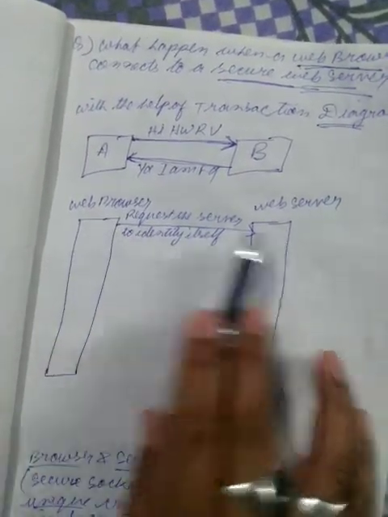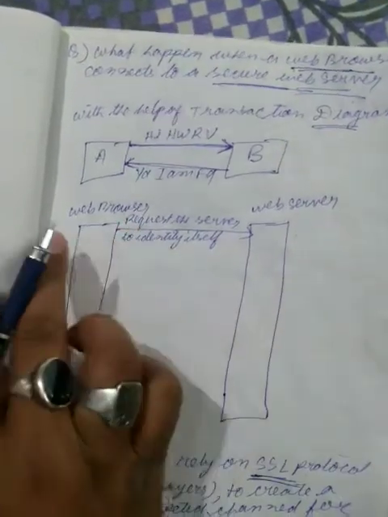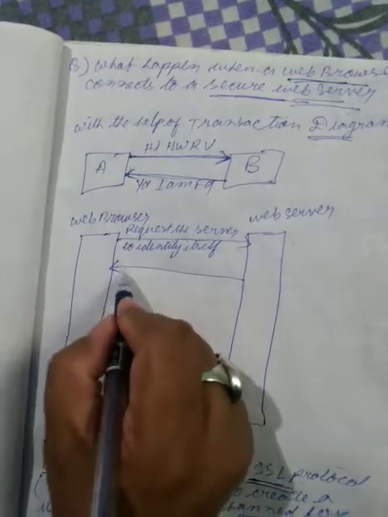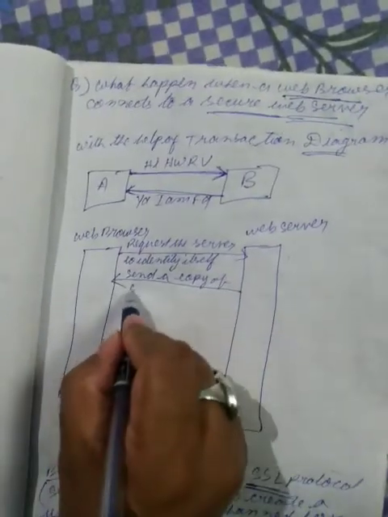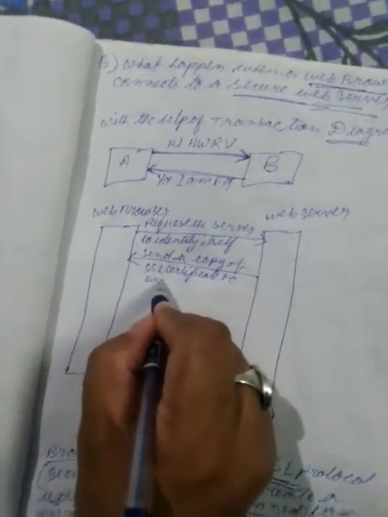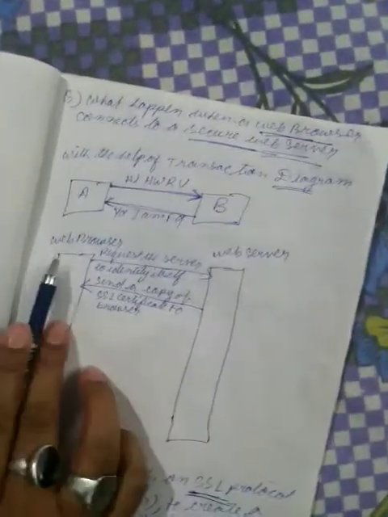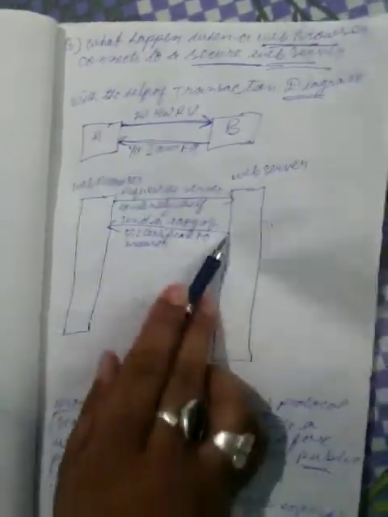After that, if the server takes the request from the web browser, then the server sends a copy of the SSL certificate to the browser. So after taking the request, the web server sends a copy of the SSL certificate. That SSL certificate contains a public key and a private key, which are used for the communication between the web server and the web browser, but that communication is a private encrypted communication. So the server sends it.